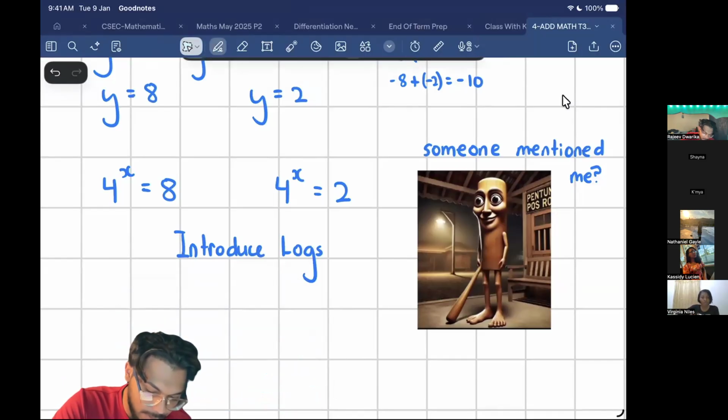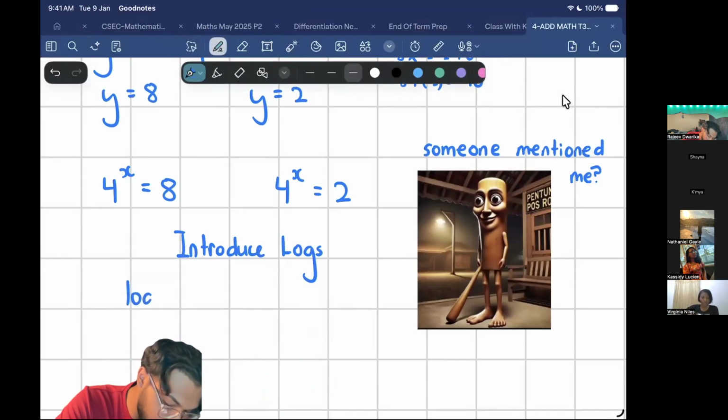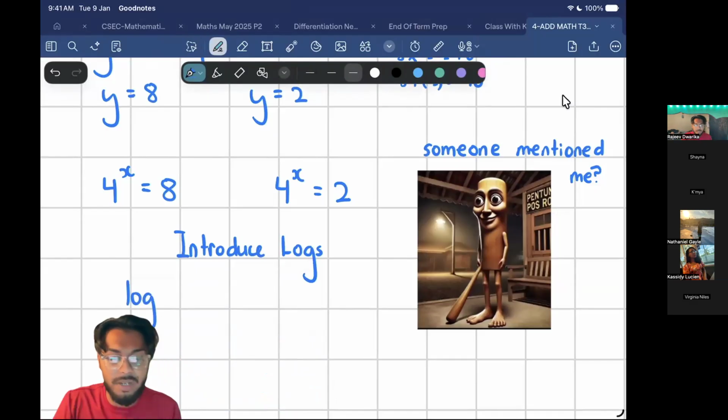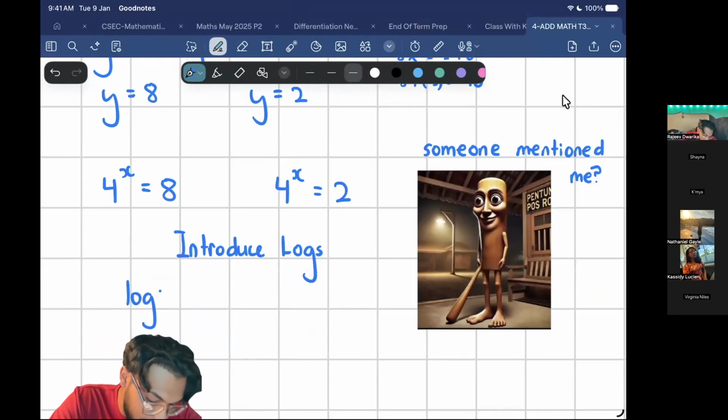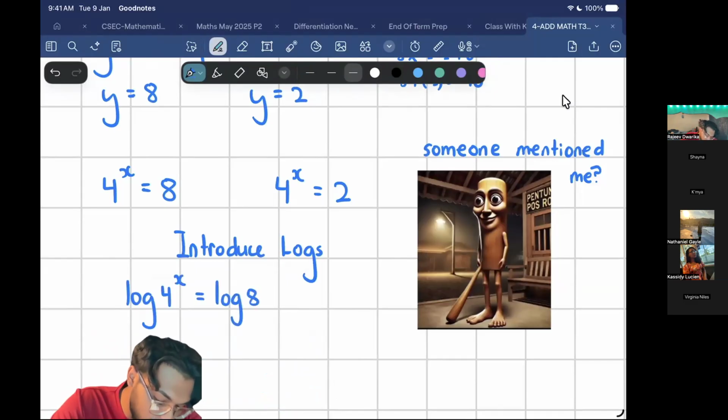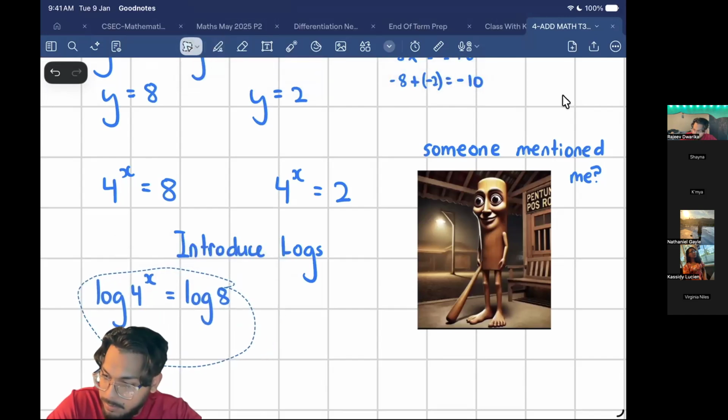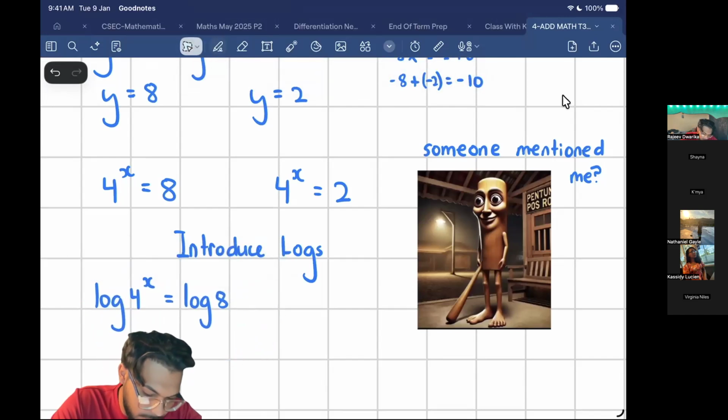So let me apply logs on both sides. If I just write log, what base is it understood to be? Base 10. So that would be log of 4 to the power x is equal to log 8. You can't just write 8, you apply logs on both sides. What would I do next? x log 4 is equal to log 8.